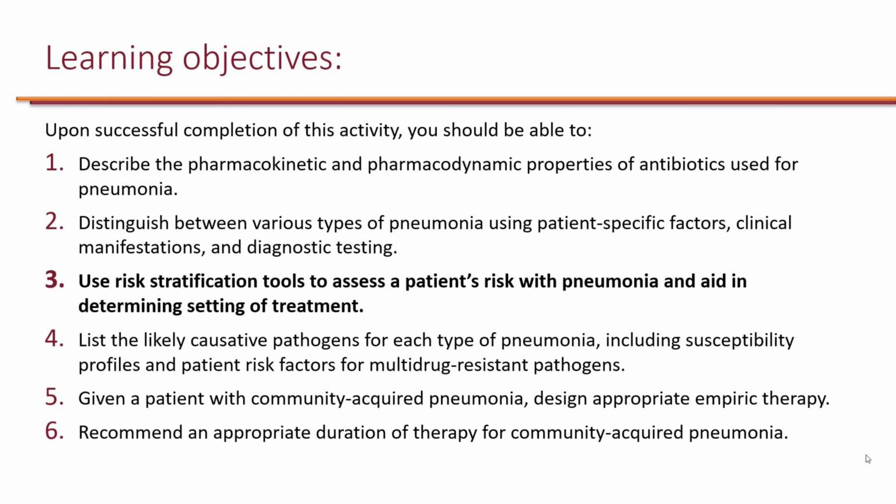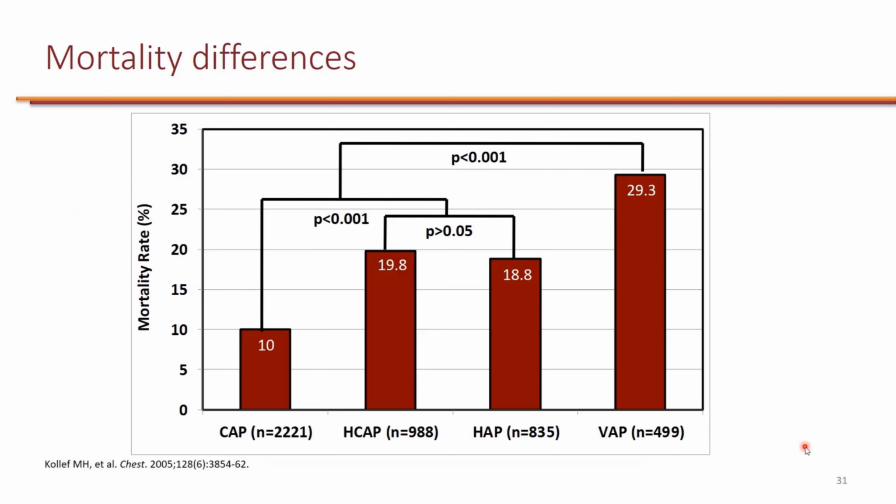We described the PK/PD properties of antibiotics used for pneumonia and distinguish between various types of pneumonia using patient-specific factors, clinical manifestations, and diagnostic testing. Now, let's use risk stratification tools to assess a patient's risk with pneumonia and aid in determining setting of treatment. Now, at this point, you should know that there are 4 different types of pneumonia. There's community-acquired pneumonia, there's healthcare-associated pneumonia, there's hospital-acquired pneumonia, and there's ventilator-associated pneumonia.